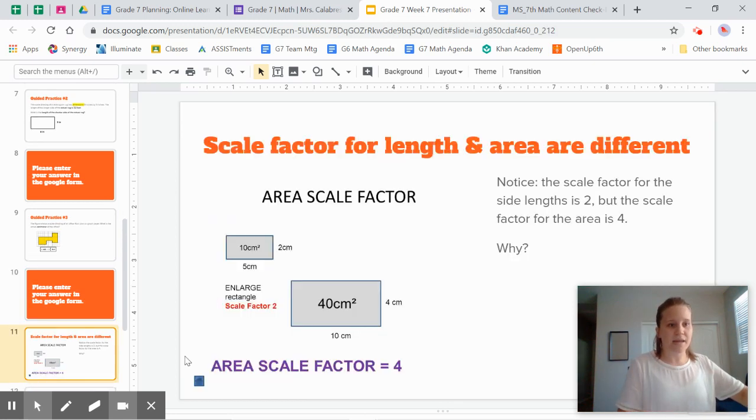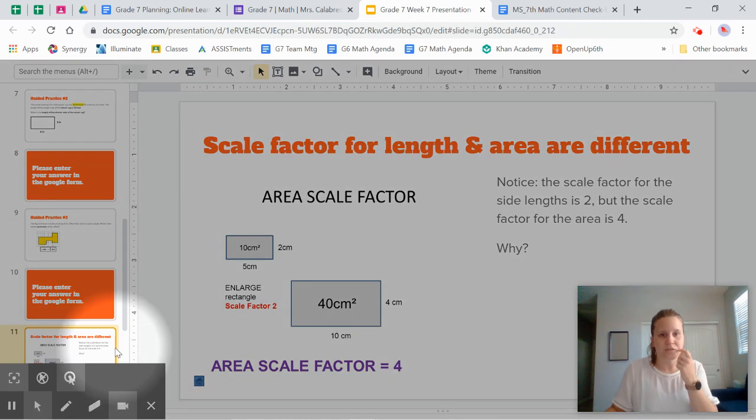Awesome, team, we're ready to move on. I'm excited to talk about this next part. This is, I think, the most rigorous part of our lesson today. The scale factor for length, which is what we've been doing all lesson, and the scale factor for area are different, okay? Take a look at this picture.